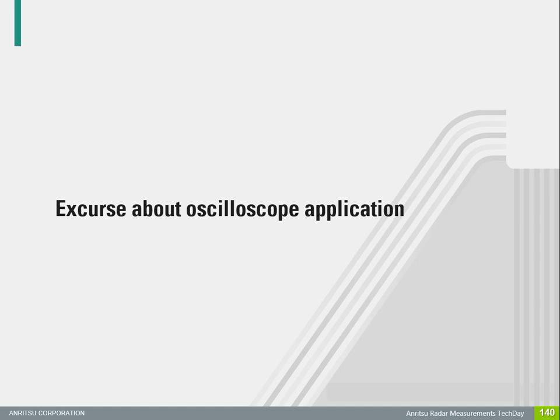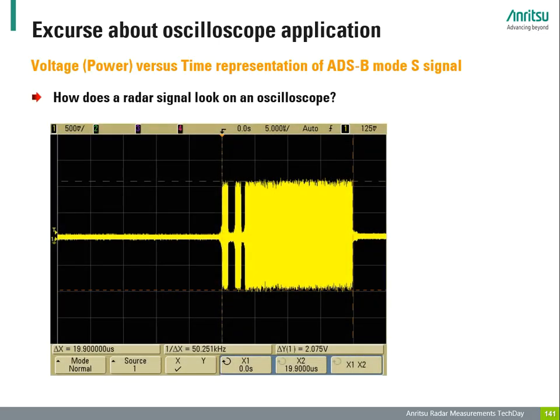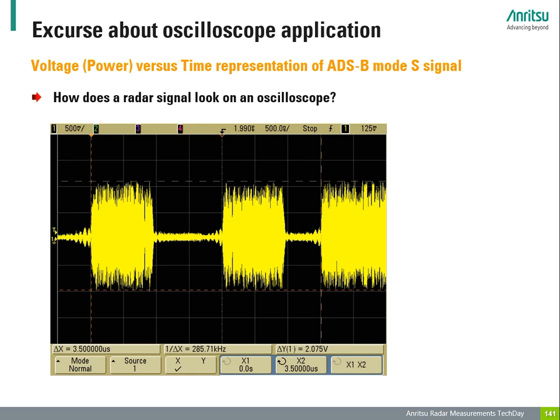Excursus about oscilloscope application. I mentioned a very short excursion about the use of an oscilloscope. The scope shows voltage over time. The given plot is again showing our previous ADS-B mode C signal. A zoom in presents more details. It is very easy to operate marker functionalities to measure PD or the PRF.